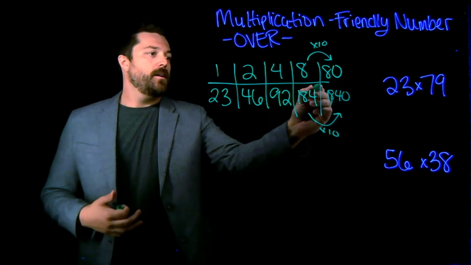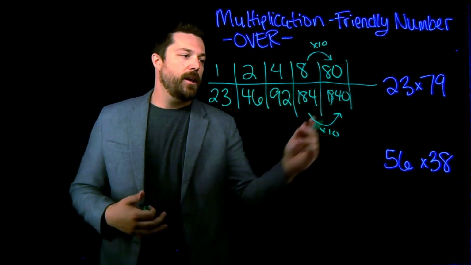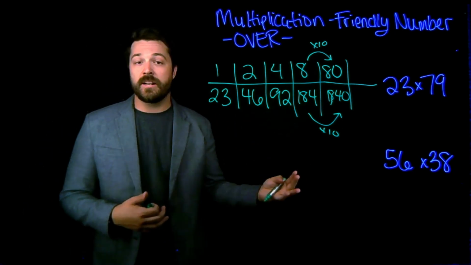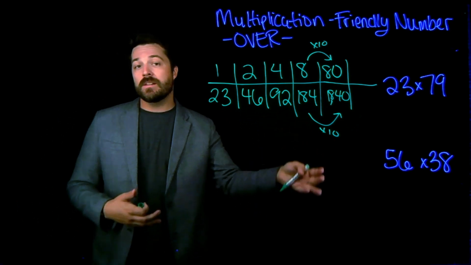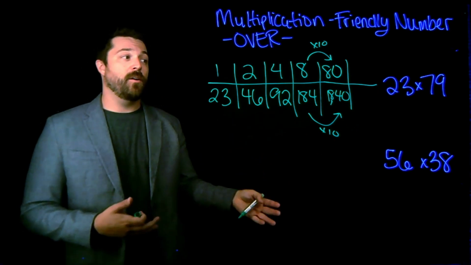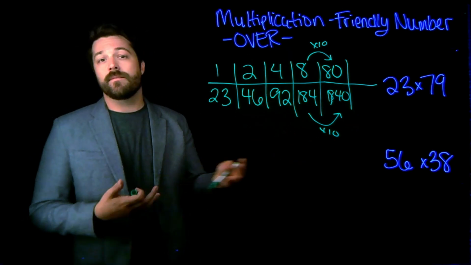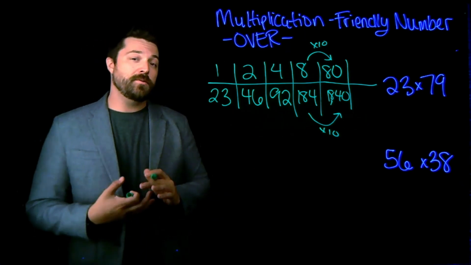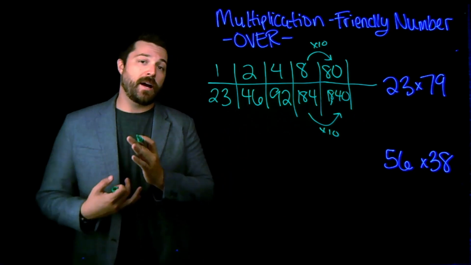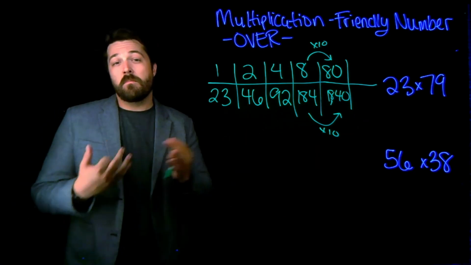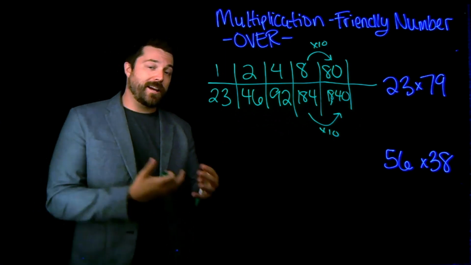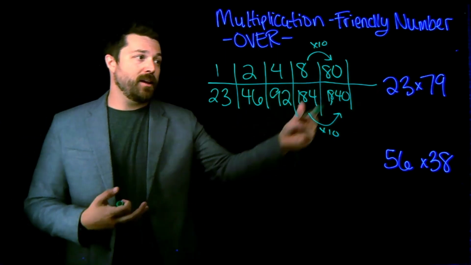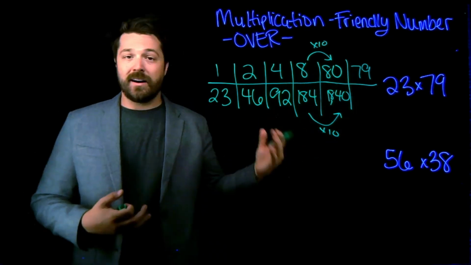The point of getting to 80 is that 80 is just a little bit over 79, and it was more friendly to figure out 80 groups of 23 than 79 groups of 23. Since I went a little over, I have to back up. I have to think, how much too much did I go over so that I can back up the right amount? I have one group too many. I need 79 groups, not 80 groups.